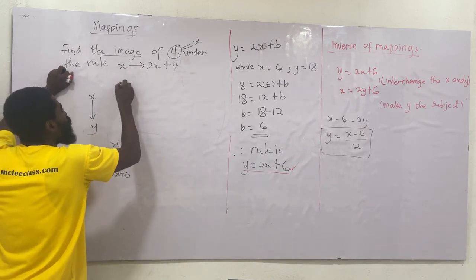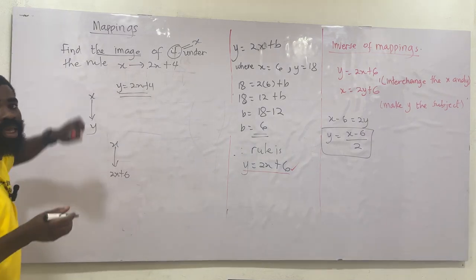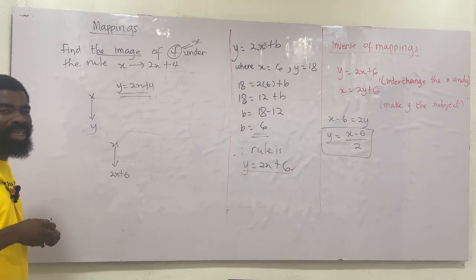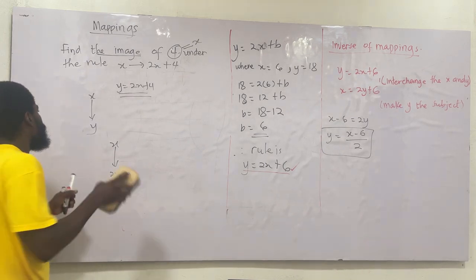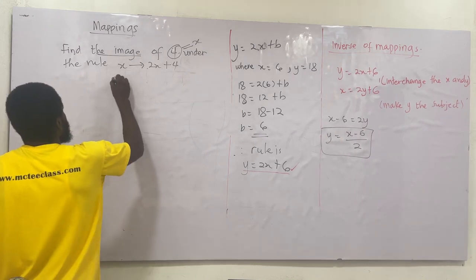You can also change it to y equals 2x plus 4. It's correct. You can do it. It's also fine. I hope you get the point I'm making here. You understand what I'm saying? Good. So now let's solve this for them. Let's solve this. So solution.